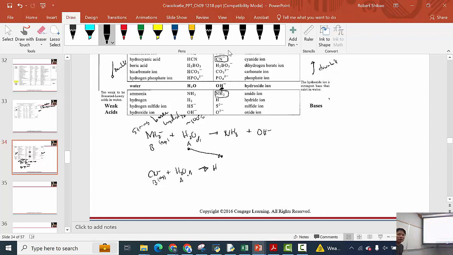Bases are proton acceptors. Acids are proton donors.